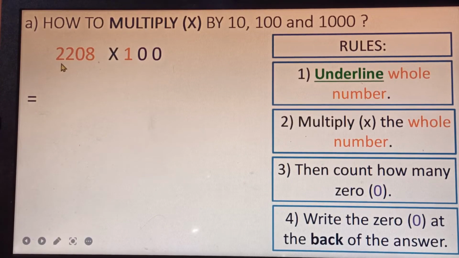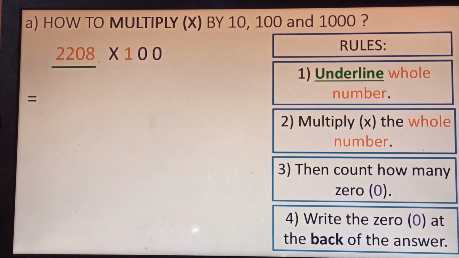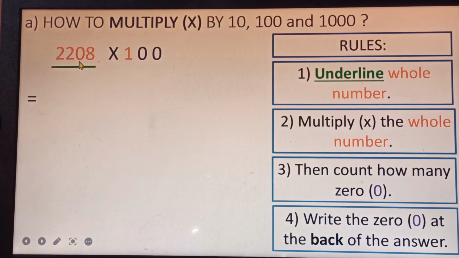Let's look at the next example. Still times 100. Let's practice. So 2,208 times 100. Okay, where is the whole number? Adakah 22 saja? Adakah 8 saja? Macam mana? Pasal ada 0 di tengah-tengahnya. How about that? Yes, whole numbernya ialah 2,208. Okay, jika 0-nya di tengah-tengah whole number itu, ia masih dikira whole number.